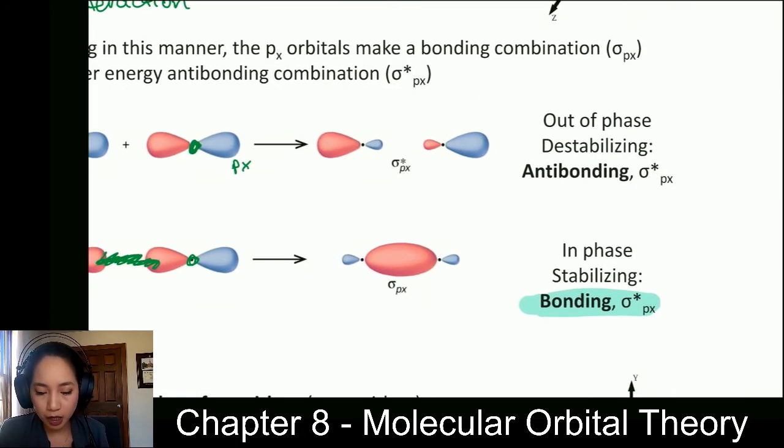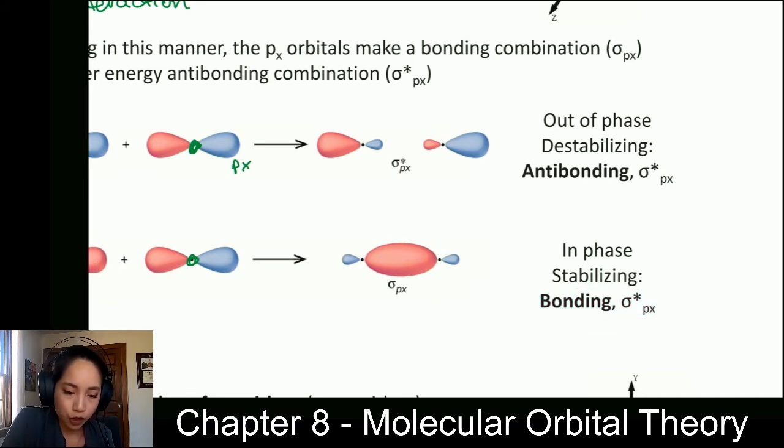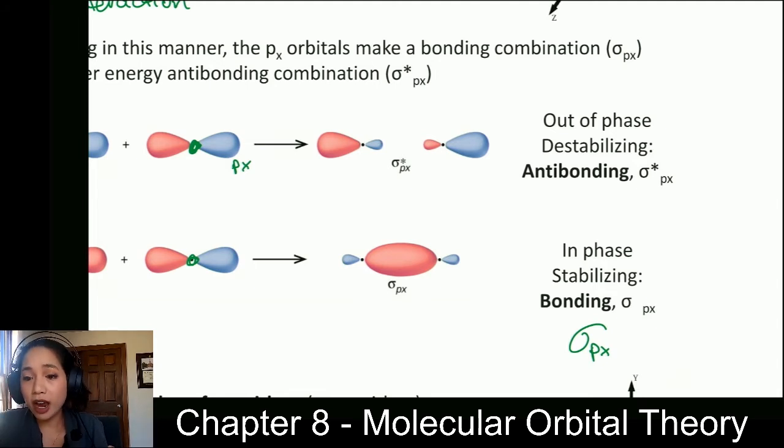So this is our bonding. Oh, that's wrong. There shouldn't be a star there. Bonding. I will fix that. So this is our bonding interaction, sigma px. Why do we put px? It's because the interaction is between 2 px atomic orbitals. So we're just indicating what atomic orbitals are involved in this interaction.